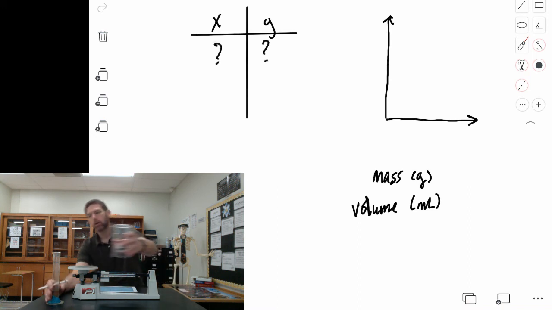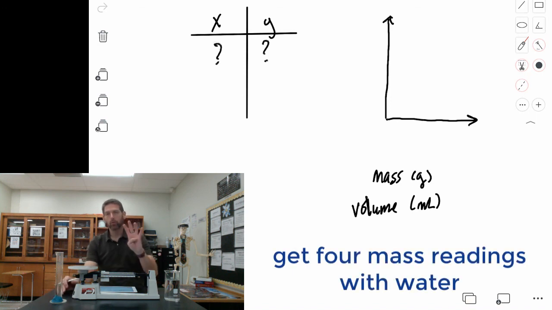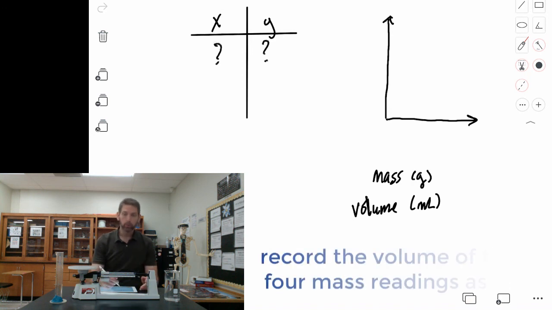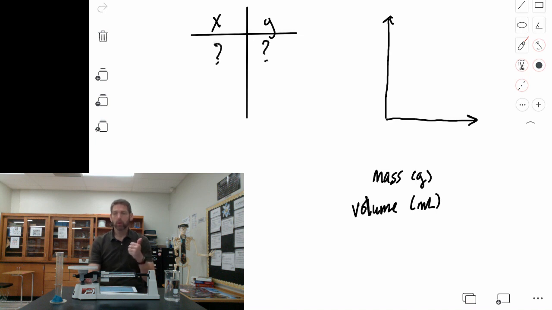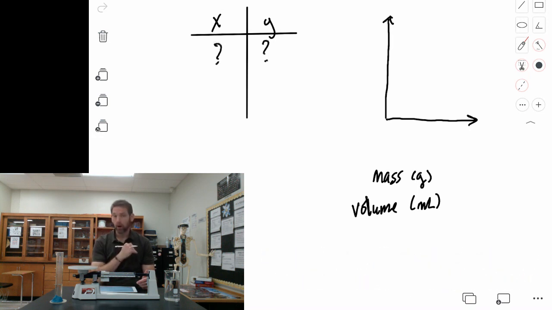Then your instructions tell you to add a certain amount more and repeat the process. You're going to do that for a total of 4 readings, so you'll get 4 mass readings, and you're going to put those on here. When you're done, you'll technically have 5 mass readings. The first mass reading is the cylinder empty, and then the second, third, and fourth are with the graduated cylinder where you keep adding water, and each time you get a mass reading and record that volume. Once you've done that, you'll have all the data you need.